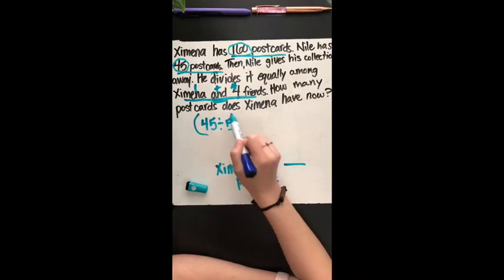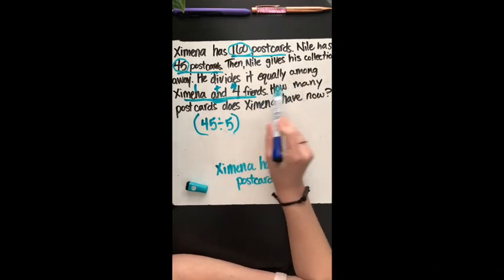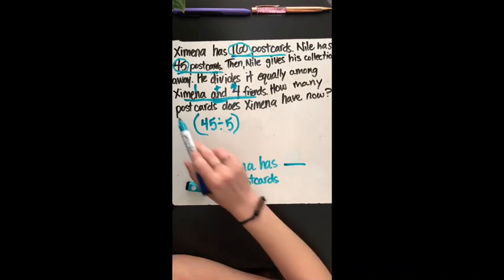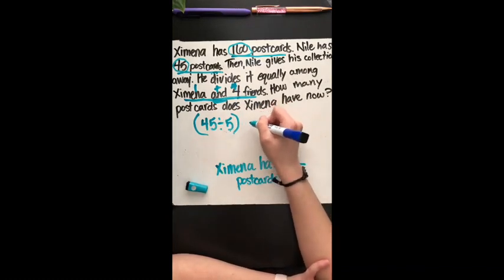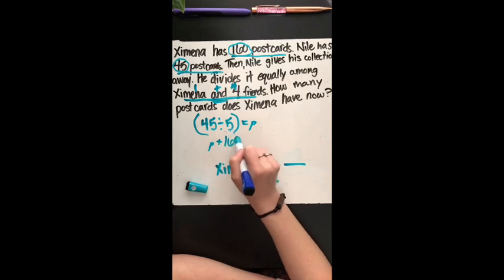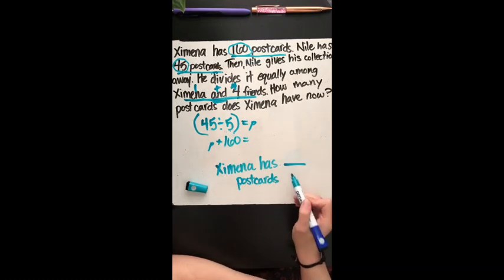Then, after I do this first, what will I be doing? Oh yeah, I'm figuring out how many Jimena has, and he gave this answer to Jimena. So I know that this will equal P for postcards, and then I will take P for postcards and add it to 160, and that will give me my total.